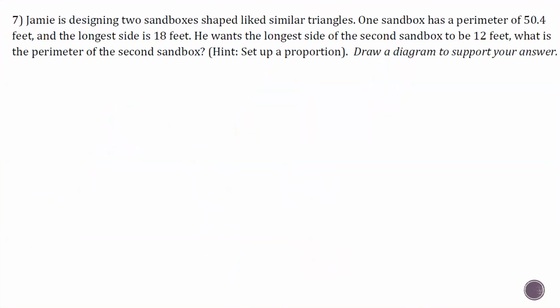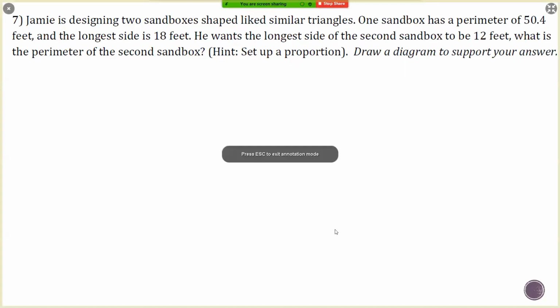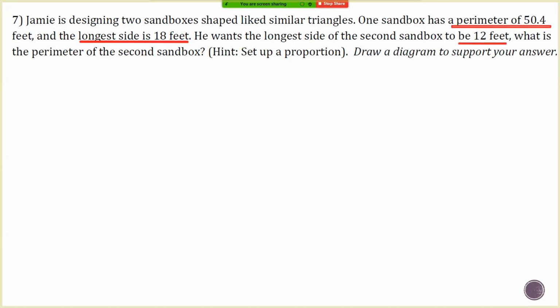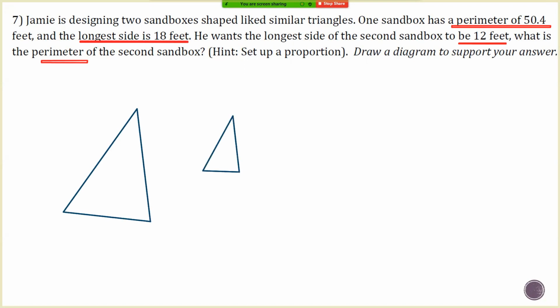All right, question number 7. We have Jamie designing 2 sandboxes shaped like similar triangles. We have one with a perimeter of 50.4 feet and the longest side 18 feet. He wants the longest side of the second sandbox to be 12 feet. What is the perimeter? We're going to set up a proportion. Sometimes it helps if we draw ourselves a picture. Again, I don't know who in the world would make 2 triangles for sandboxes, but whatever.